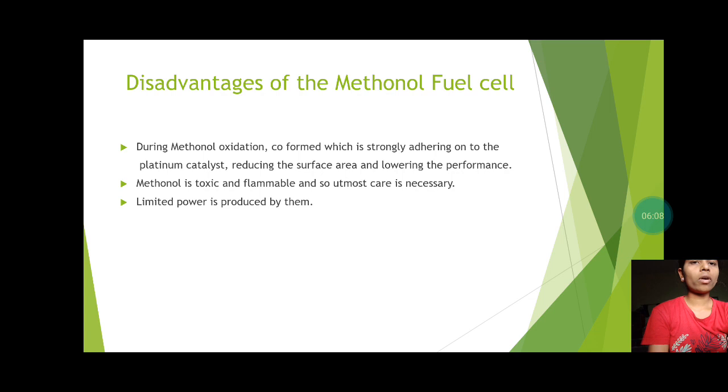And in this we have disadvantages also. These are the disadvantages of the methanol fuel cell. During methanol oxidation, CO is formed, which strongly adheres onto the platinum catalyst, reducing the surface area and lowering the performance. Methanol is toxic and flammable, and so utmost care is necessary. Limited power is produced by the methanol fuel cell.